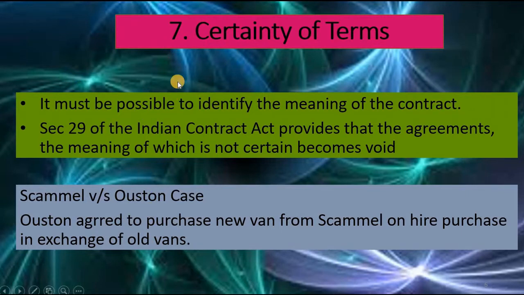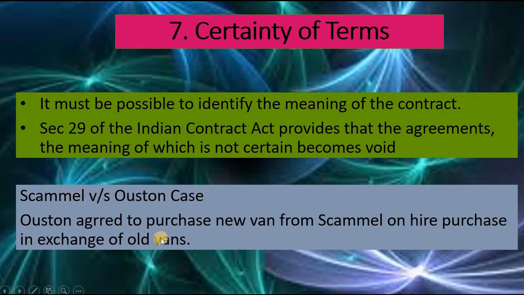The seventh essential element for a valid contract is certainty of terms. See here, certainty indicates that it must be possible to identify the meaning of the contract. Section 29 of the Indian Contract Act provides that agreements, the meaning of which is not certain, become void. So it is one of the essential elements of a contract that the terms of the contract should be possible to understand. So here is a case study of the Scammell versus Nutall case.